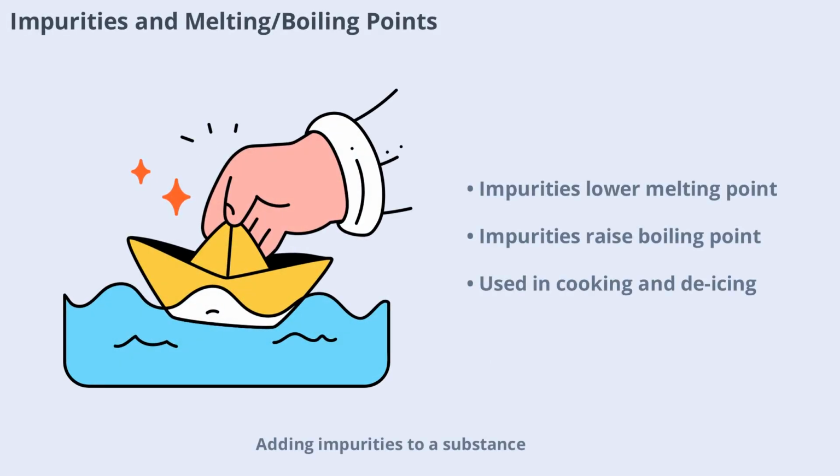Adding impurities to a substance affects its melting and boiling points. Impurities lower the melting point and raise the boiling point. For example, adding salt to ice lowers its melting point, which is why salt is used to melt ice on roads. Similarly, adding salt to water raises its boiling point, making cooking faster and more efficient.